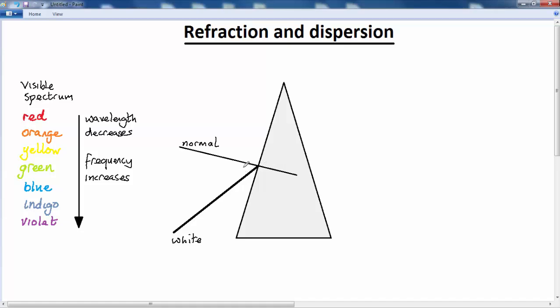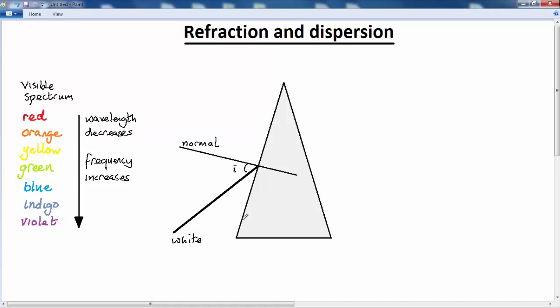So as a result, when white light is incident on the surface of this prism, let's write in the angle of incidence, the angle of refraction will in fact be different for each of these colours. We'll find that the red light is refracted least by the prism because it interacts less and slows down less, whereas the violet light is refracted more by the prism because it interacts more and therefore slows down more.